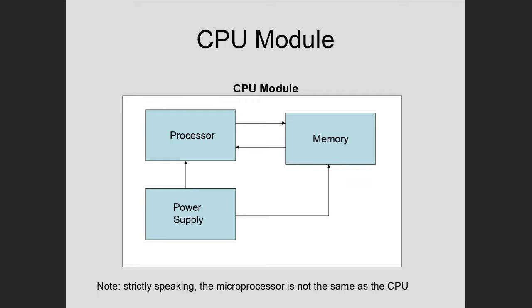So, two different types of memory. When you talk about sizing memory, 99 times out of 100, you're referring to RAM, random access memory.